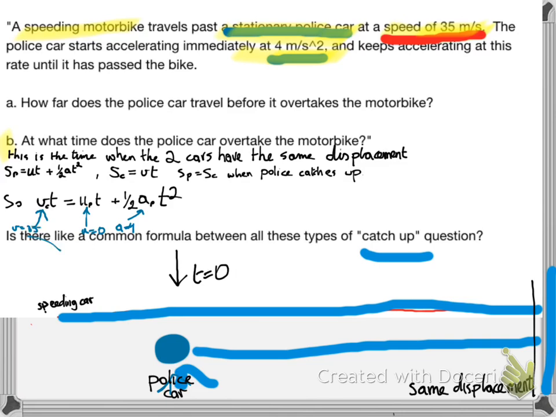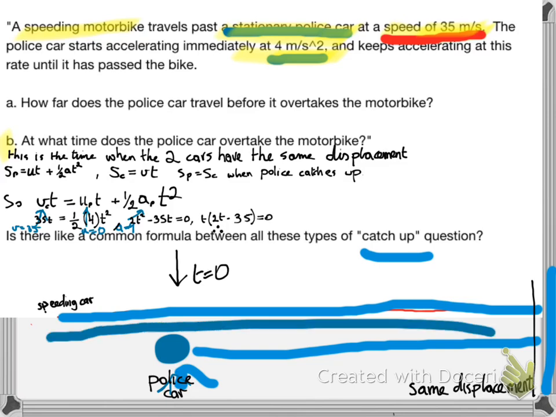Alright, now let's substitute our values in, and try and transpose, bring all our t's to one side, and solve for t. We end up with two possible solutions. Either t is equal to 0, or t is equal to 35 on 2. Now t equal to 0 is at the start here. This is the point where the displacements are the same.